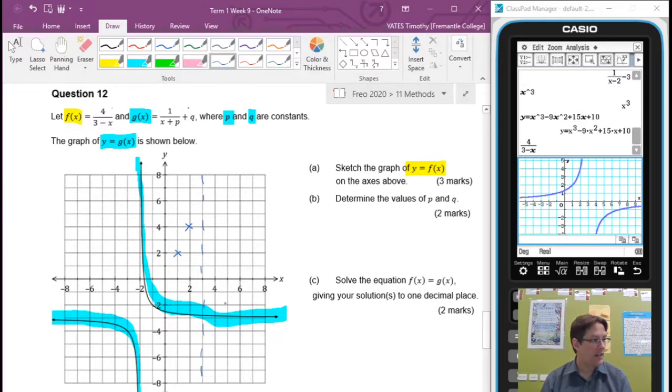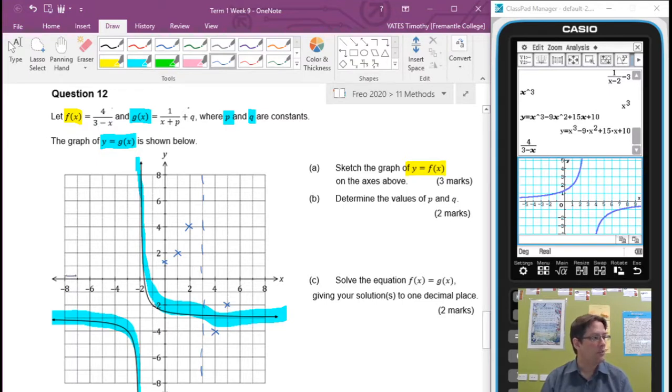Looks like it goes through 5 and -2, 4 and -4, and so on. So what we expect to see, and we want to find out when x is equal to 0, that's going to be 4/3. Because x zeroes out, we get 4/3, and that gives us our y-intercept. That's going to be an important point.